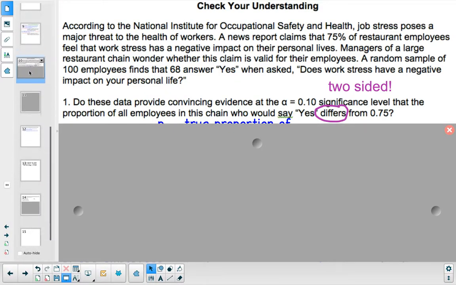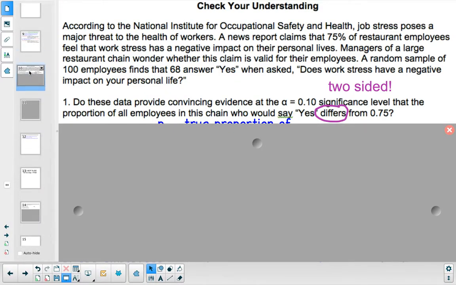Welcome to the Check Your Understanding for 9.2b, the four-step process for doing a hypothesis test for a proportion.